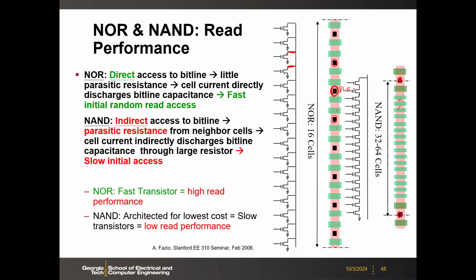Also, because you have parallel access to each individual NOR cell, you can read it fast. Why? Because each transistor is attached to the bit line directly, so you can read it fast because the RC delay along this path is small. But for NAND, it's very different. If you read this cell, the current needs to pass through many cells to reach the bit line. So each transistor's channel resistance will add up. That's why NAND is slow. Okay.